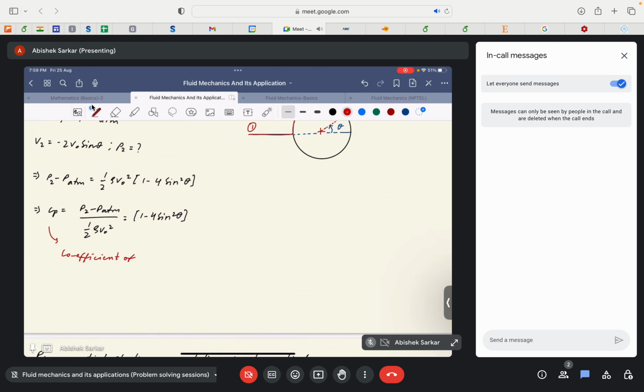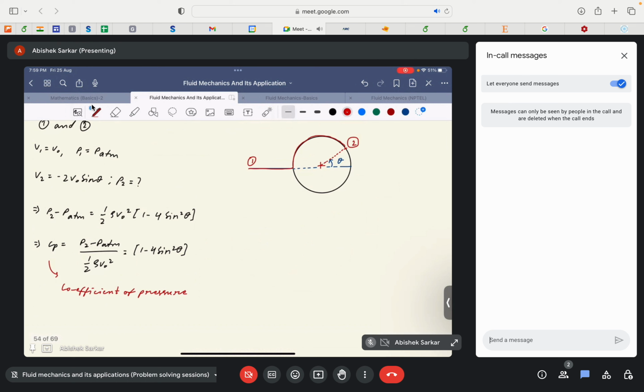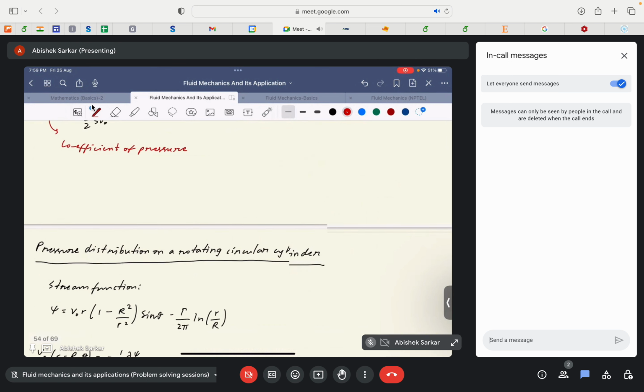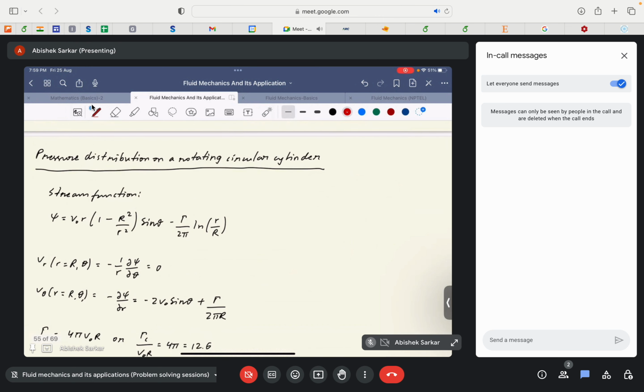Coefficient of pressure. Okay, so this part again I would like to skip for the sake of saving time.